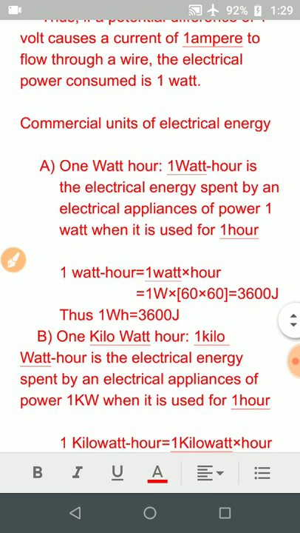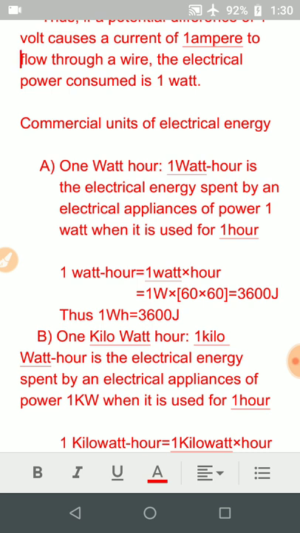Now, commercial units of electrical energy. Friends, commercial units of electrical energy are also called the Watt unit. Do you know the meaning of Watt unit? Let's know what the Watt unit is. Watt means Board of Trade unit, BOT. Board of Trade units, that is, it is used for trading purposes or commercial purposes.